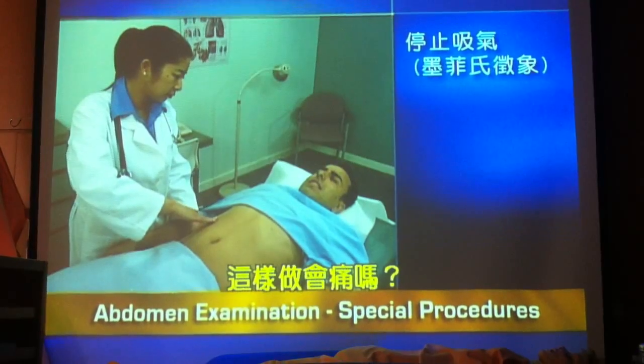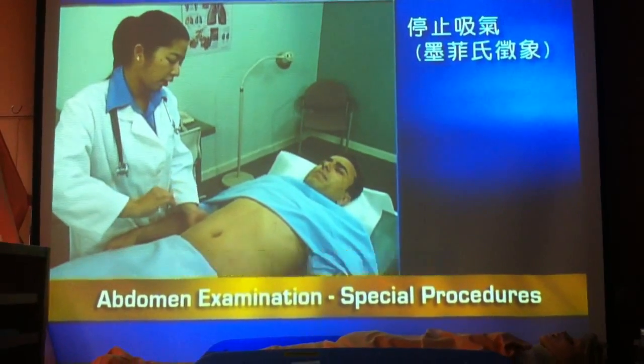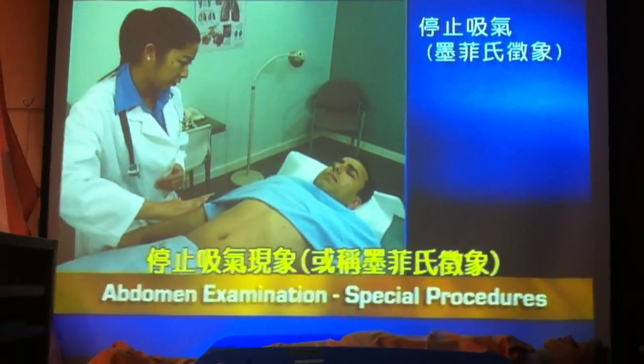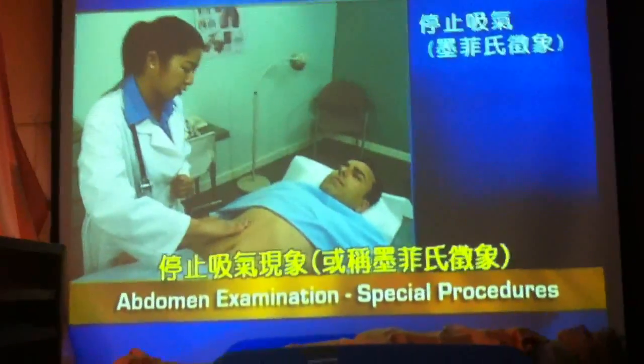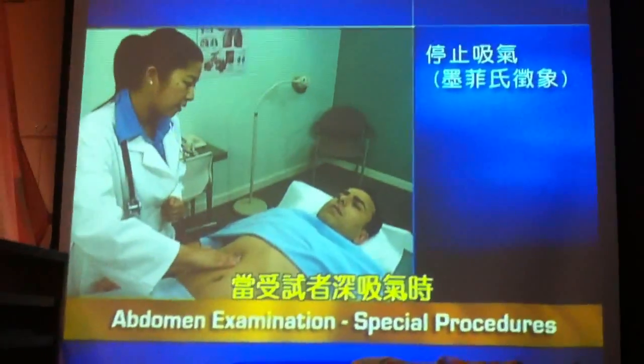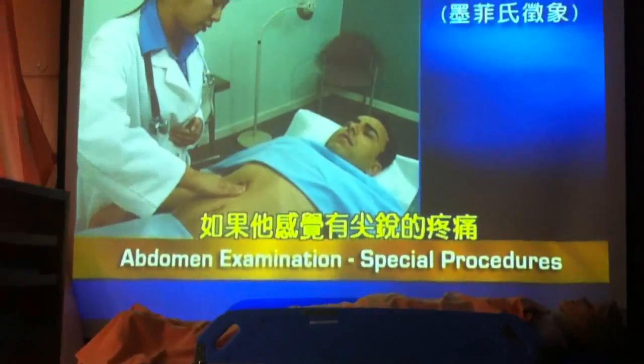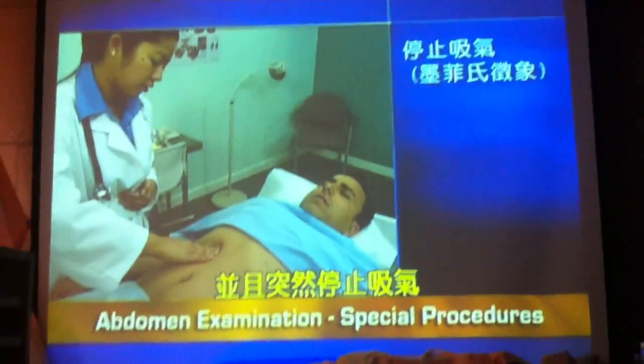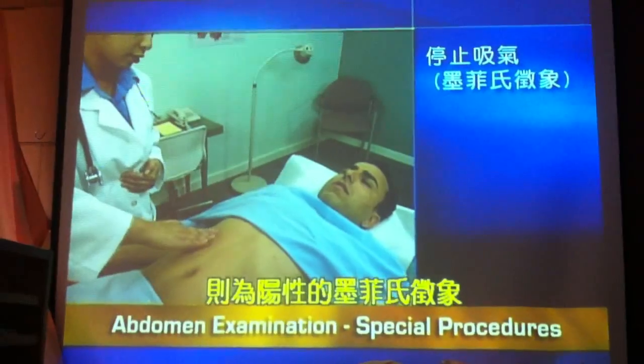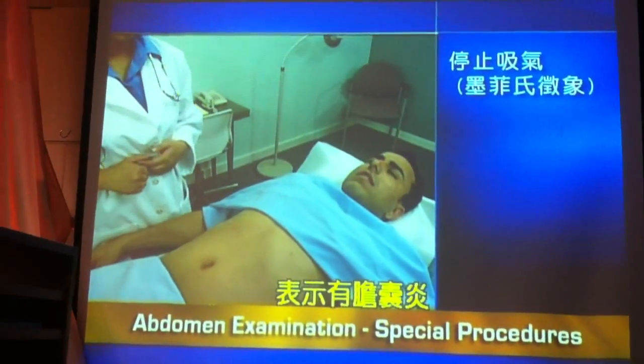Does that hurt? If liver palpation caused pain, check for inspiratory arrest or Murphy's sign. Hold your fingers under the liver border as the person inhales deeply. If he feels sharp pain and abruptly stops inhaling, he has Murphy's sign, which suggests an inflamed gallbladder.